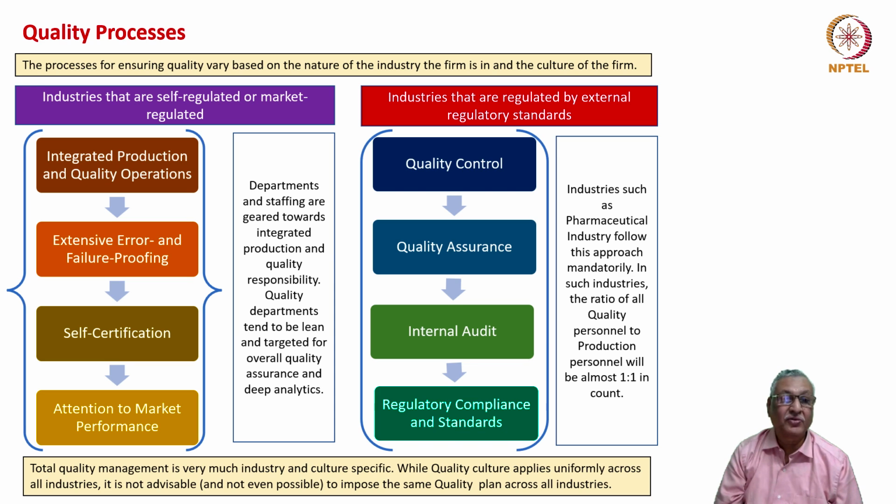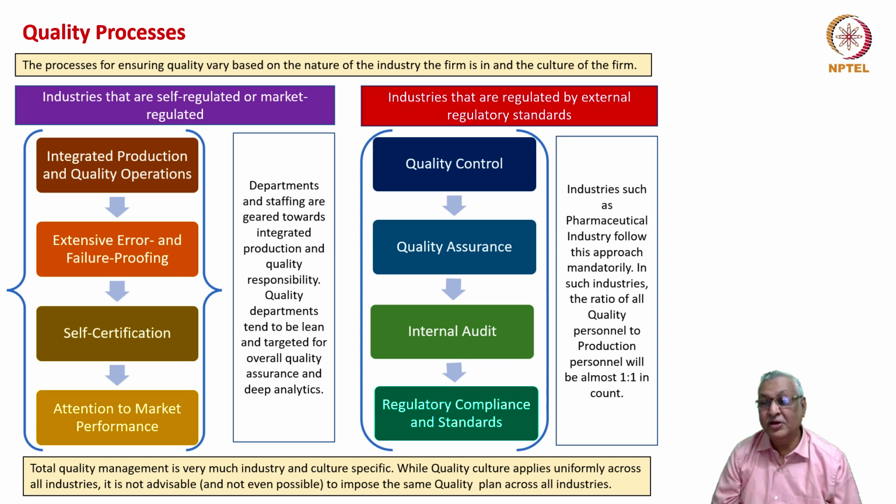In such companies which are self-regulated or market-regulated, departments and staffing are geared towards integrated production and quality responsibility. Quality departments tend to be lean and targeted for overall quality assurance and deep analytics. Typically, a quality department could be about 10 to 15% of the total facility employment. On the other hand, where industries are regulated by external regulatory standards, where traceability is required, where a high level of documentation for every unit of production is required, where the facility upkeep has to be monitored and certified, the quality personnel and general personnel ratio is completely different.